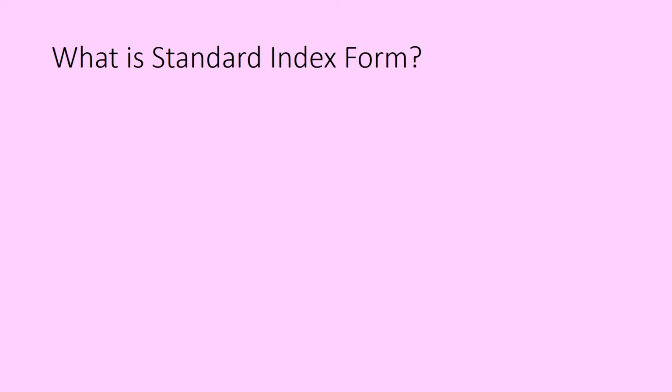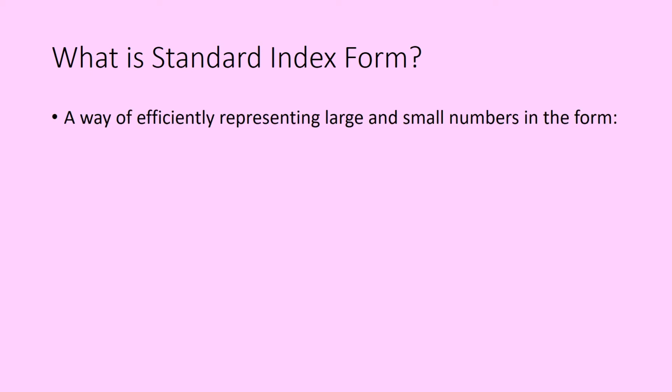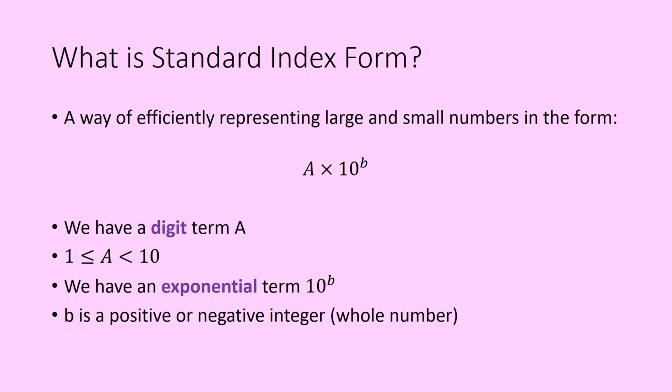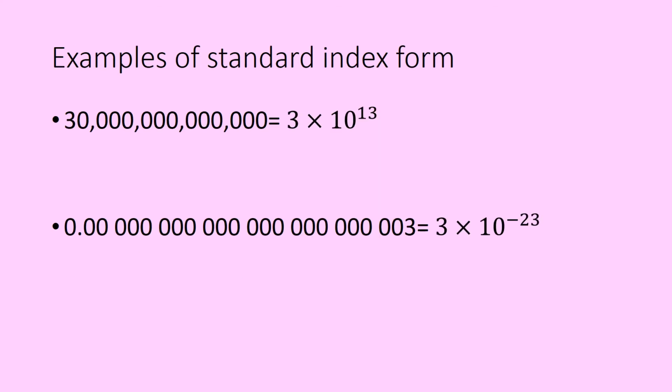So, what is standard index form? Well, it's a way of efficiently representing very large and very, very small numbers in the form a times 10 to the power of b. So, what do we need to know about a and b? Well, we have a digit term a, and this digit term has to be greater than or equal to 1, but less than 10. We have an exponential term 10 to the power of b. So b is a positive or negative integer.